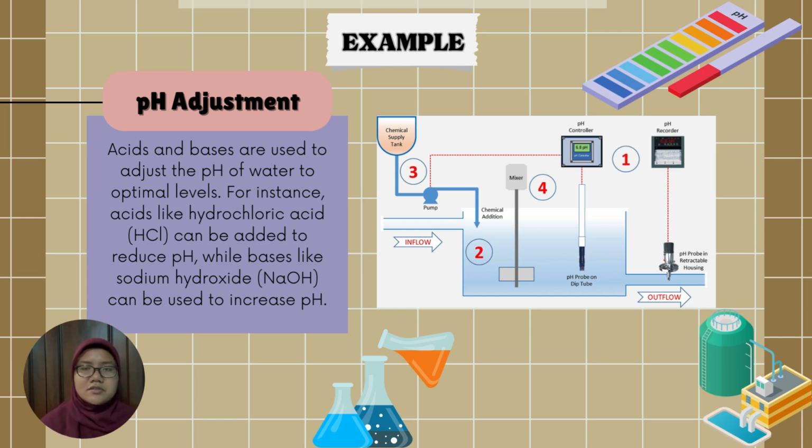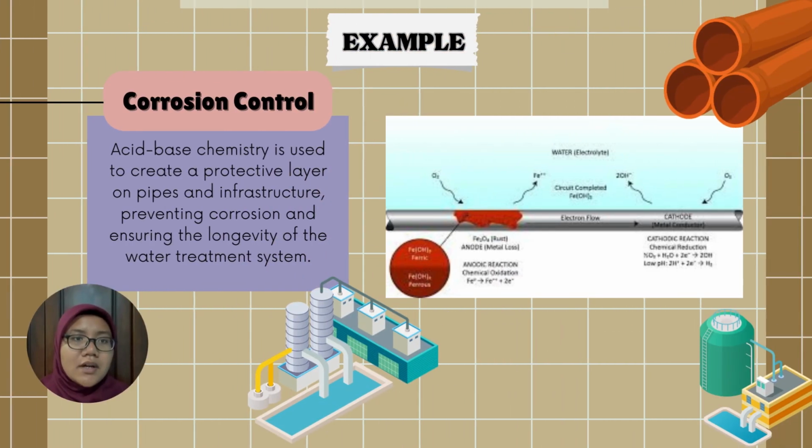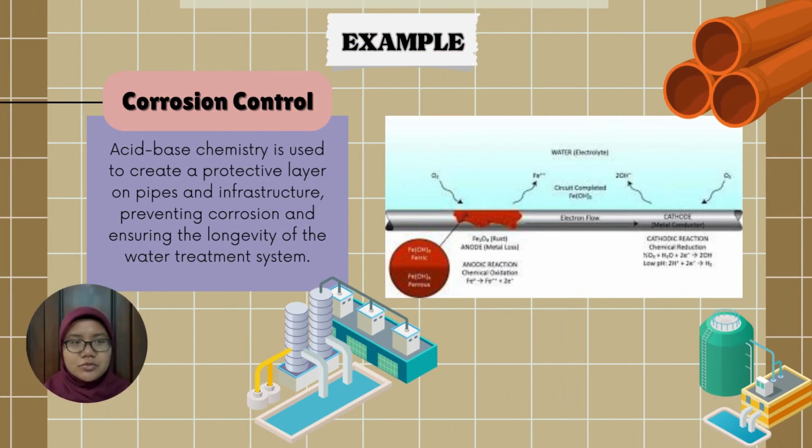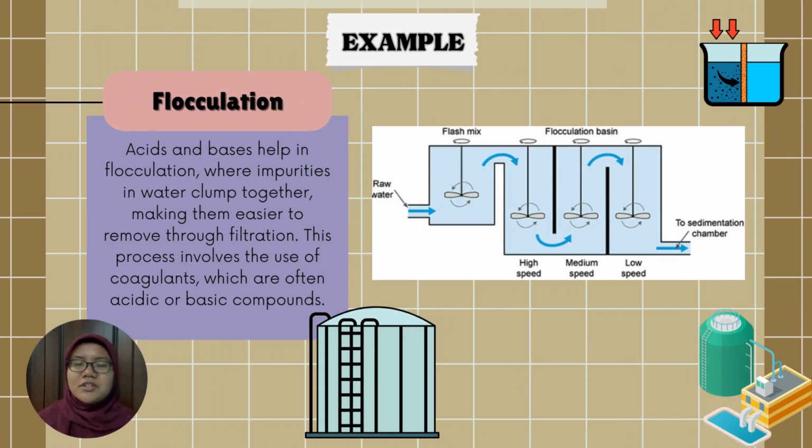Next, pH adjustments. Acids and bases are used to adjust the pH of water to optimal levels. For instance, acids like hydrochloric acid can be added to reduce pH, while bases like sodium hydroxide can be used to increase pH. Other than that is corrosion control. Acid-base chemistry is used to create a protective layer on pipes and infrastructure, preventing corrosion and ensuring the longevity of the water treatment system.